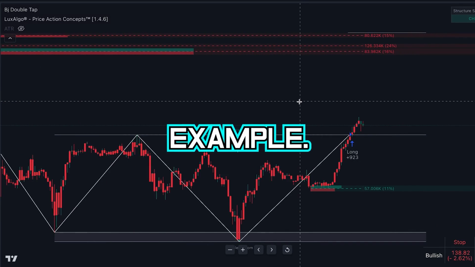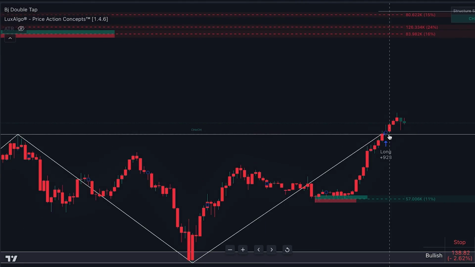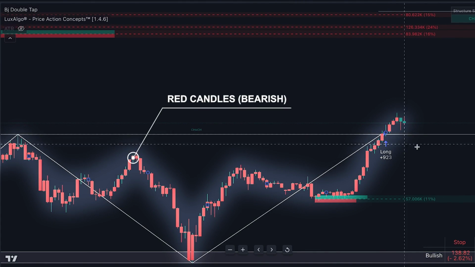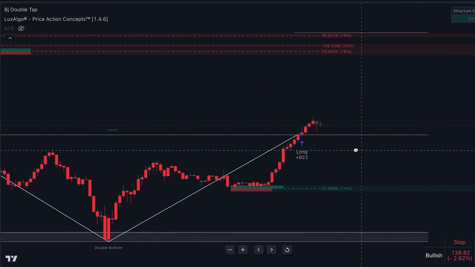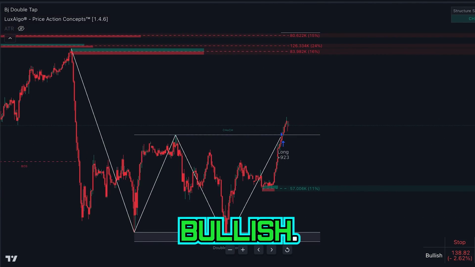Here is a buy example. A double bottom was detected. But as you can see at the point of entry, the candles were red, indicating that market structure on a higher time frame is still bearish, so we will not take an entry here. We will wait for the structure to change bullish.